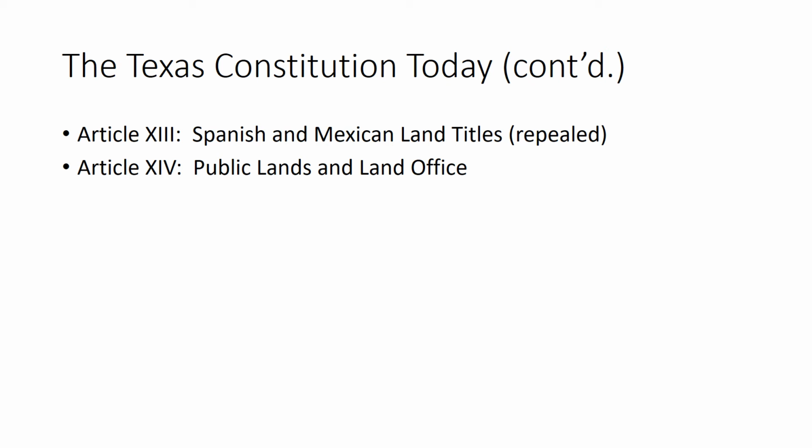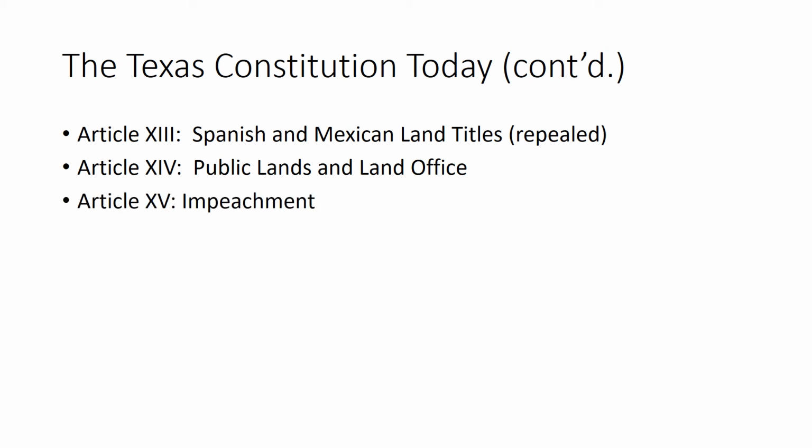Now, Article 14 deals with public lands and the land office. Public lands and the land office are, of course, under the purview of the younger Bush. He is the General Land Office Secretary or Commissioner. This deals with the lands that are owned by the state and that are considered public lands. And the land office, they are the ones in charge of maintaining and keeping contracts, leases that deal with Texas land.